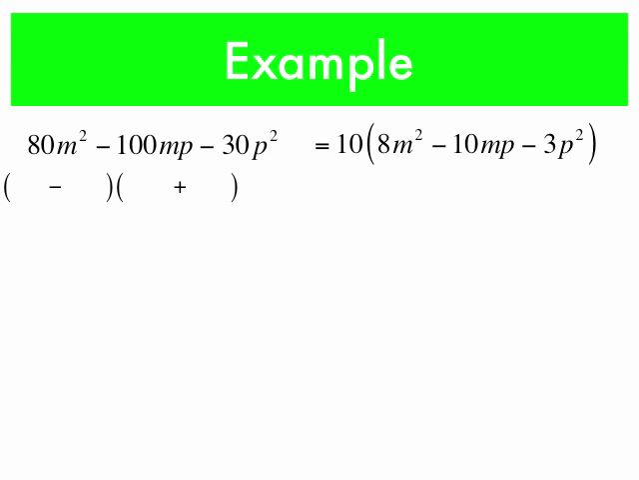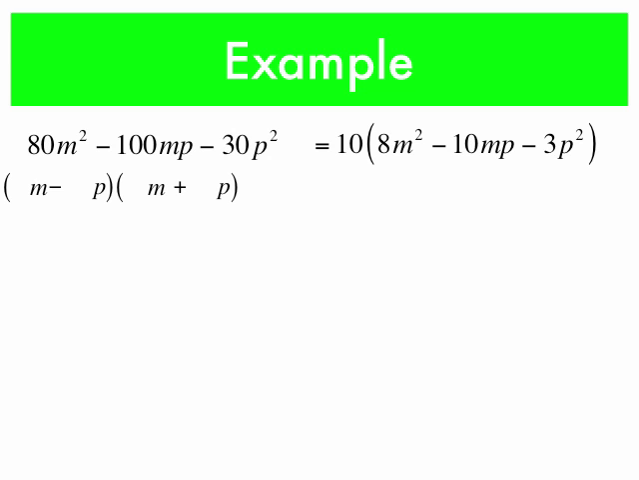Now, what can you tell me about the variables that will go in the first spots of those parentheses? Well, they have to give me an 8m squared, so they both had better have an m. Now that's just the same as what we've done before. But now what can you tell me about what had better be in the last part of those parentheses? I need to get 3p squared, so both of them had better have a p.